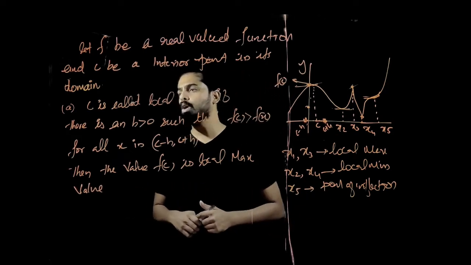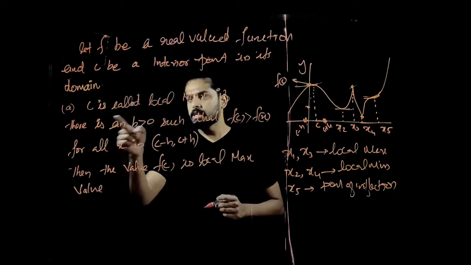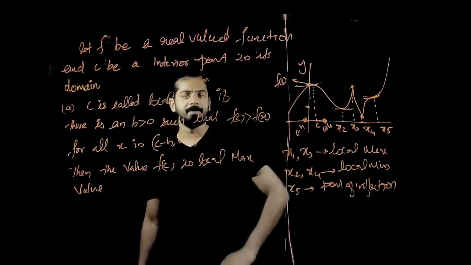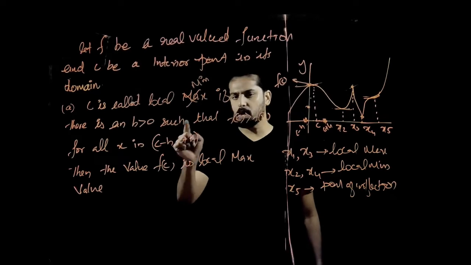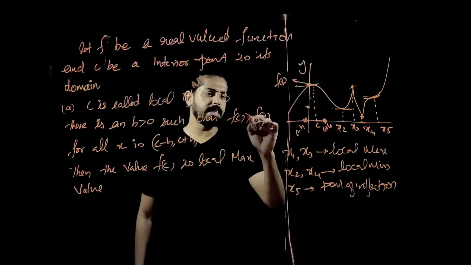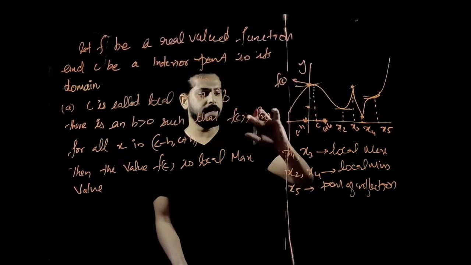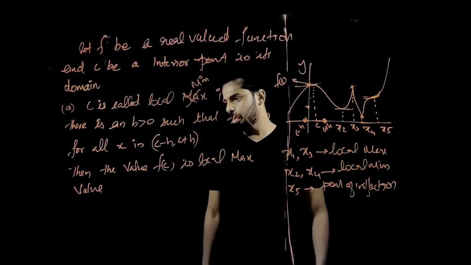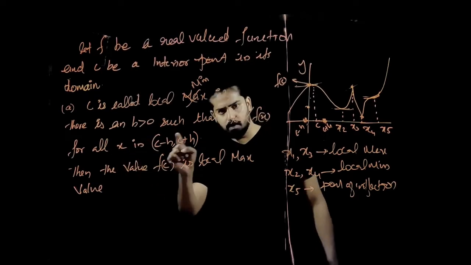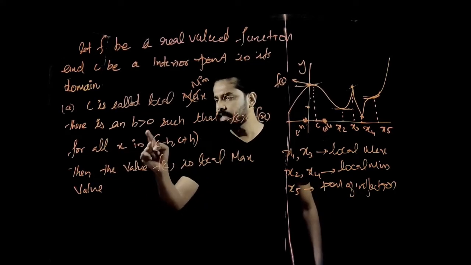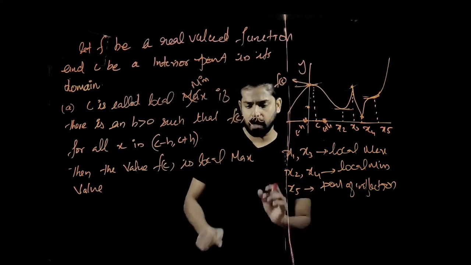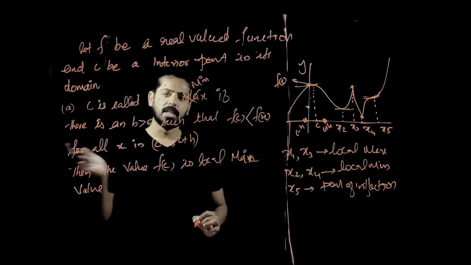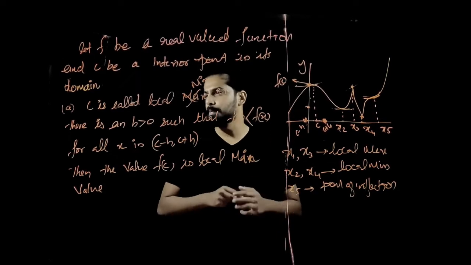And for the definition of local minima, what you have to do is, c is called point of local maxima, you can change this to local minima. If there exists an h greater than 0 such that f of c is less than, you can change this greater than into less than, f of x for all x in c minus h, c plus h, then therefore local minima. Here you have to write local minima. So this is the definition for local minima.